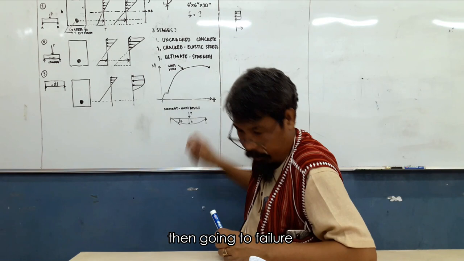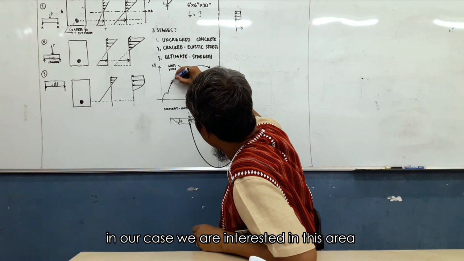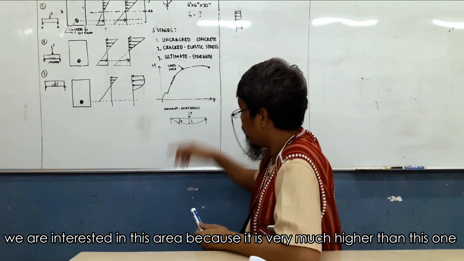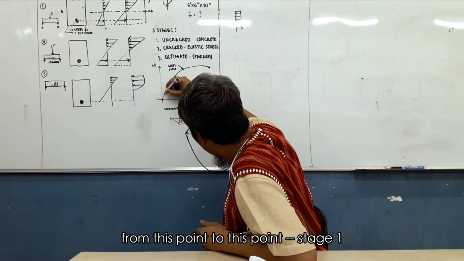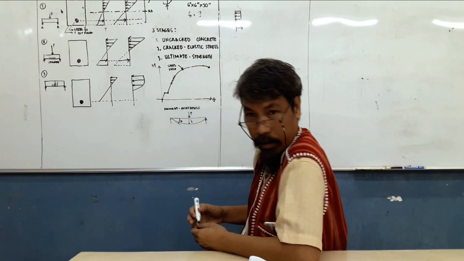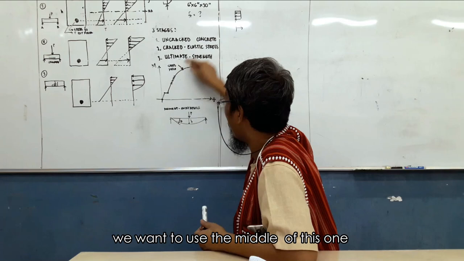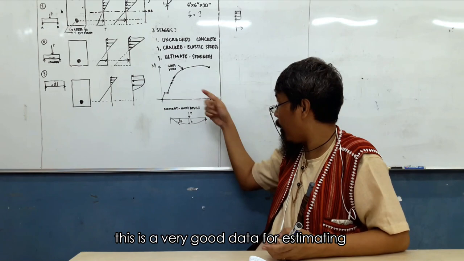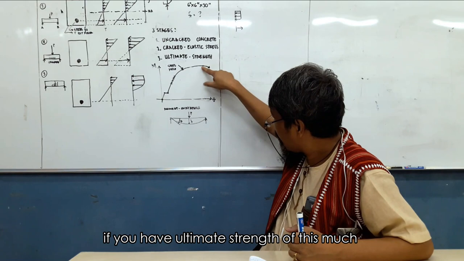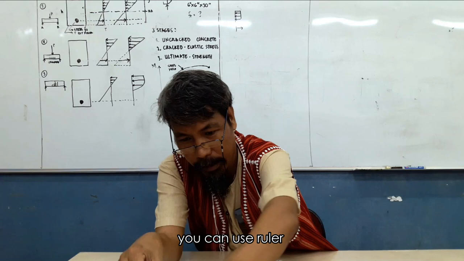So in our case, we have what? We are interested in this area. We are interested in this area because what? It is very much higher than this one. This is the stage one. From this point to this point, stage one. Stage 2, from this point to this point, we want to use the middle of this one. If we can estimate, this is a very good data for estimating. If you have ultimate strength of this much, you can use a ruler.